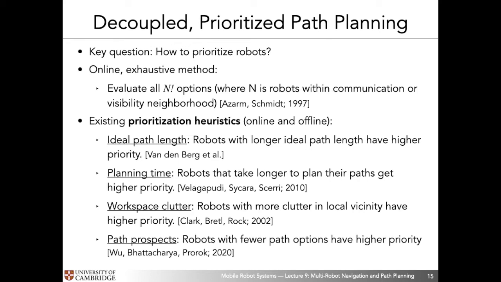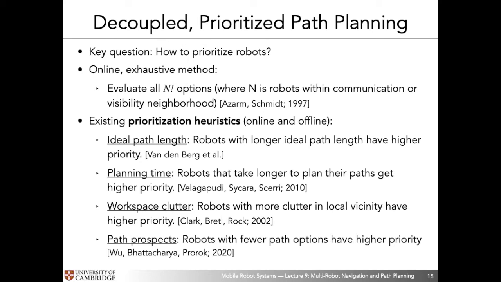Now, the best way of doing this is clearly evaluating all n factorial options when we have n robots in a system that can communicate with each other, right? And by solving this, going through all possible prioritizations will tell us, okay, this is the best ordering of the robots, and then you're just going to work with this. Okay, and you can do this either offline or online, depending on the way you're going about the planning task.